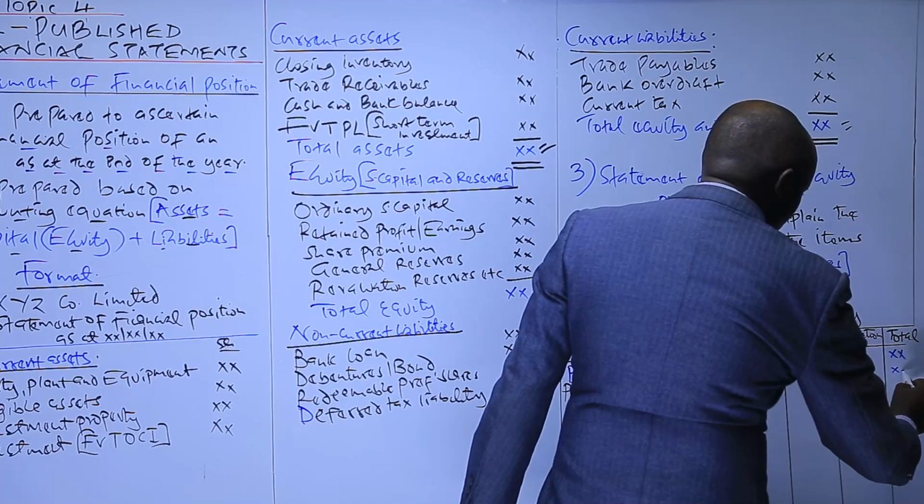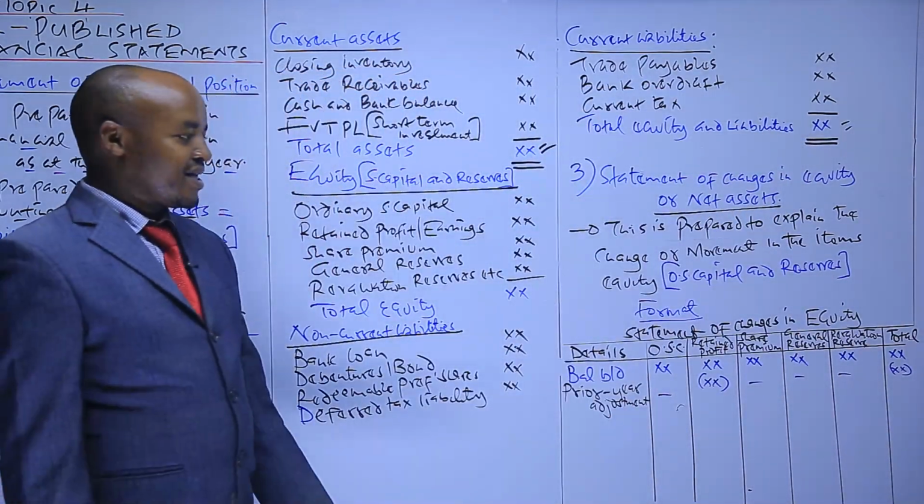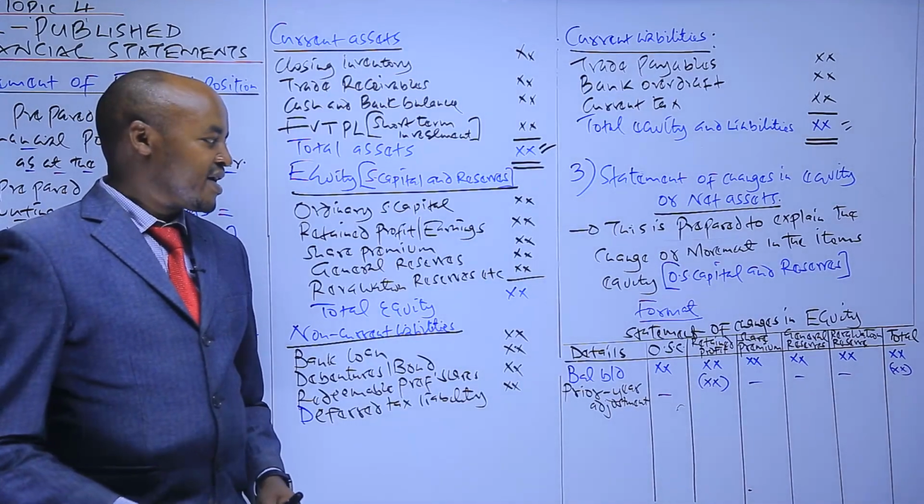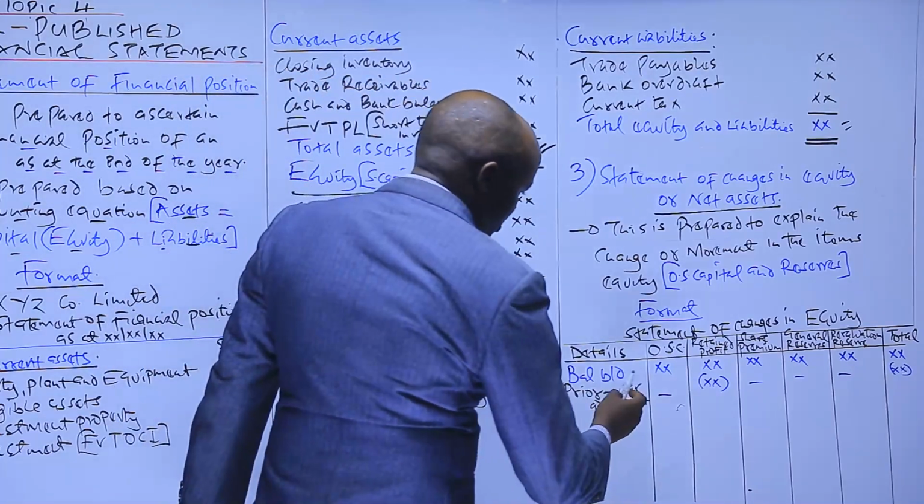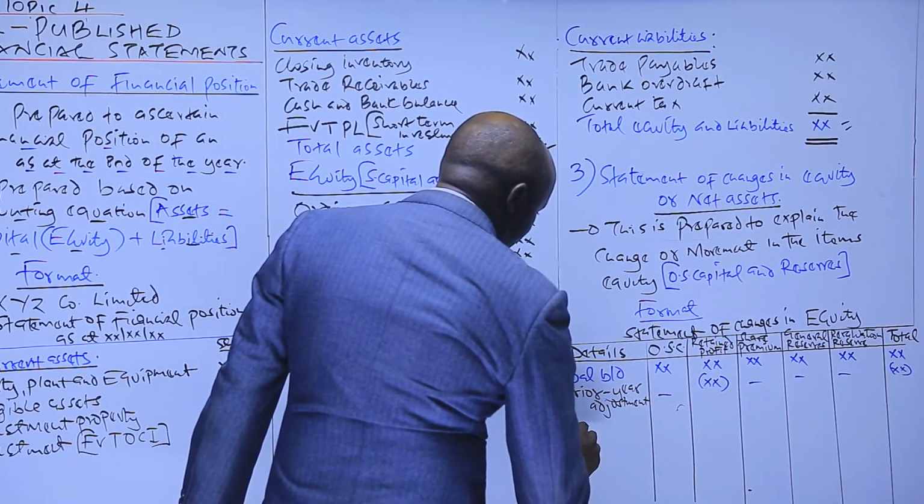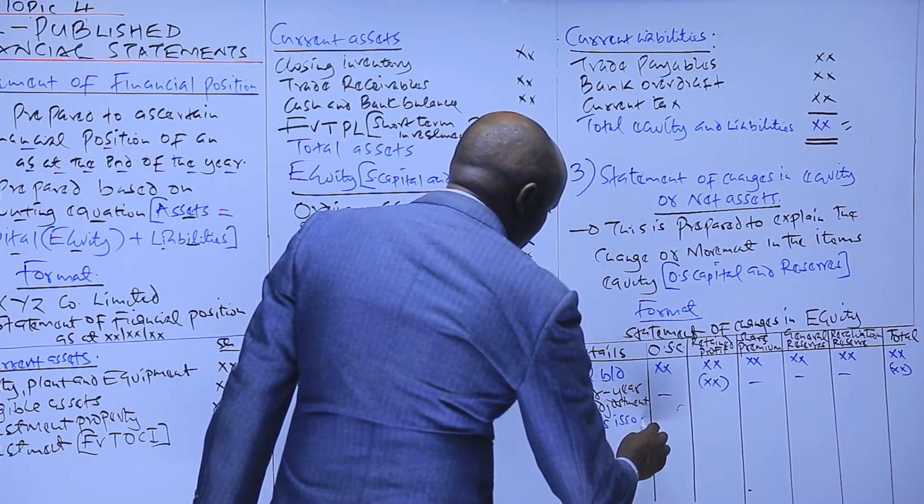And then you take that to the last column, and now you take into account the transactions which occurred during the current financial year and which affected these items of equity. Some of the common items include something like a bonus issue.